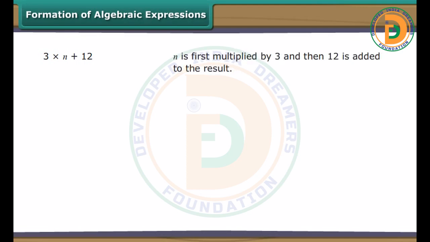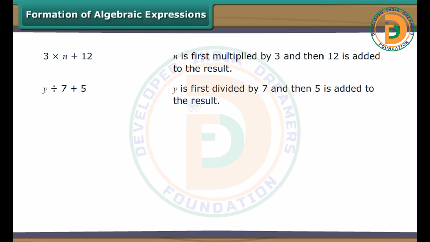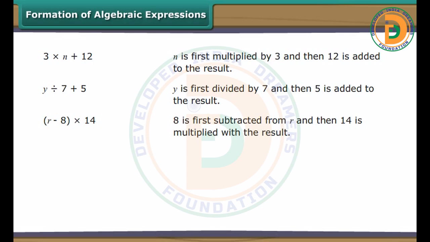Formation of algebraic expressions. Let us now take up some algebraic expressions and explain how they are formed. 3 into n plus 12: n is first multiplied by 3 and then 12 is added to the result. y divided by 7 plus 5: y is first divided by 7 and then 5 is added to the result. Bracket starts r minus 8 bracket closes into 14: 8 is first subtracted from r and then 14 is multiplied with the result.